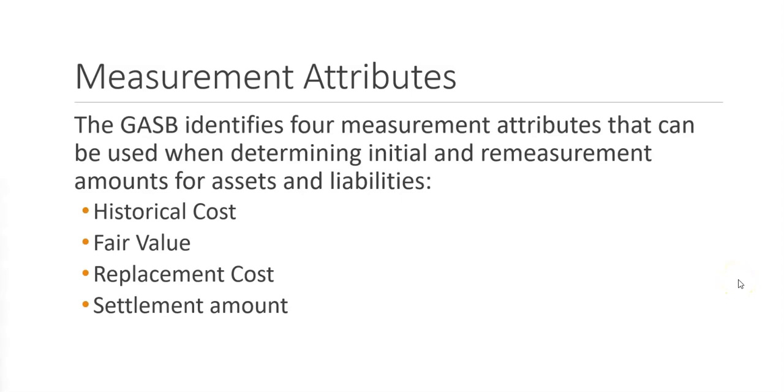We have historical cost, which is the cost it was initially recorded for, fair value, replacement cost, which is the cost to replace, and of course, fair value is the current considered value, and then a settlement amount. We will look at each one of these separately in future chapters when we're doing calculations for our assets and liabilities.